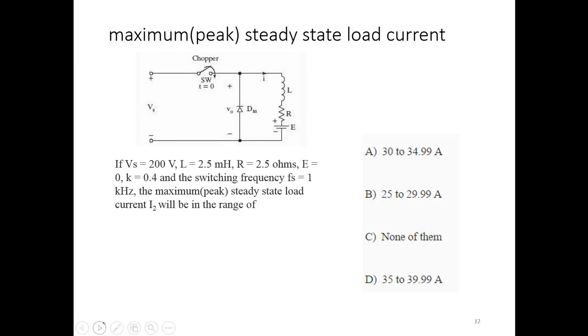The maximum peak current, similarly, they ask you that this Vs is known, and L is given, R is given, E is 0, the duty cycle is given, F is given there. You should be able to find I2. There are some examples in the book, and then use the math files to calculate it out.